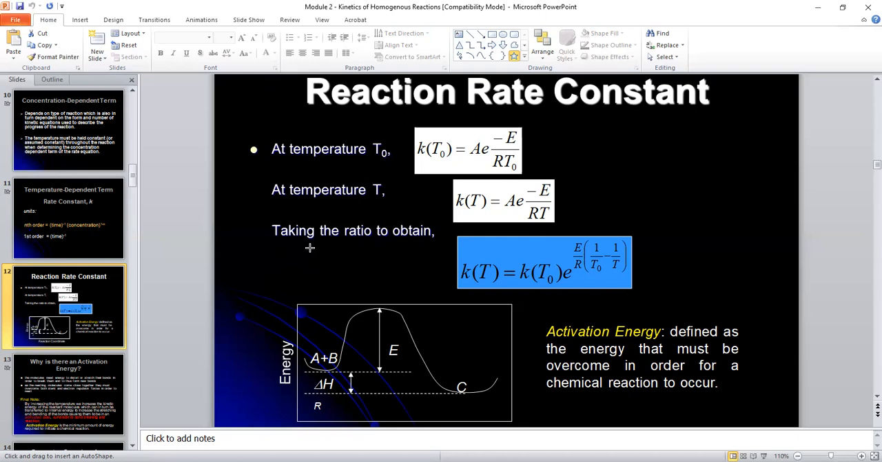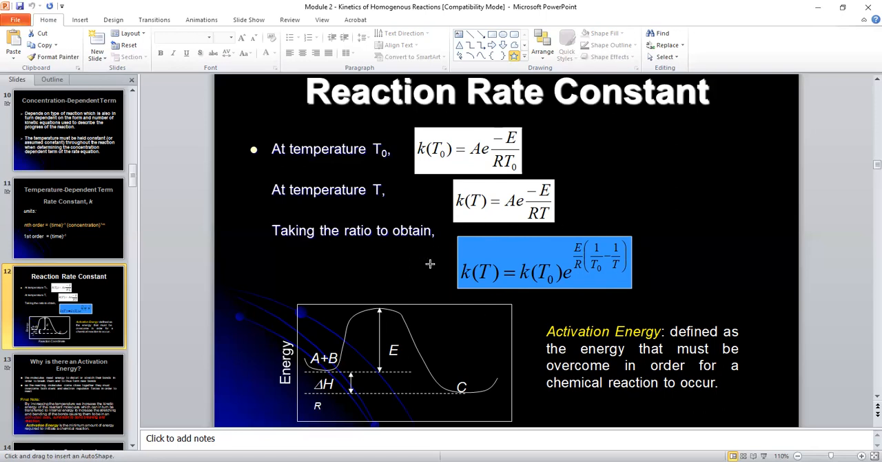If we take the ratio of the two, we'll have this one. So K sub T is equal to K sub T sub O, E raised to E over R raised to. So you have these two. Now, why do we come about with this particular equation?